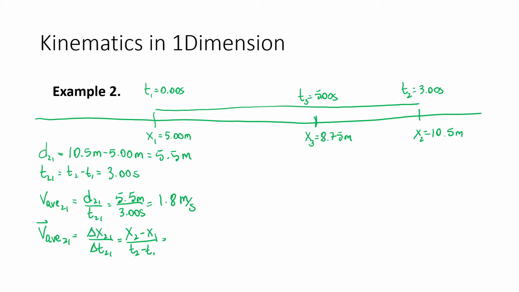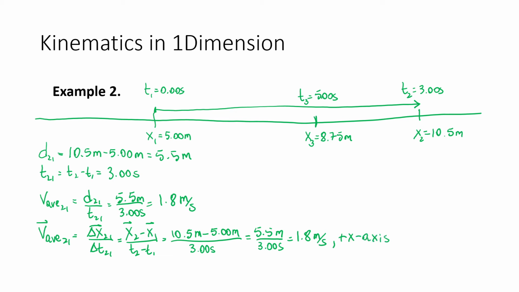Now this is indeed the same exact expression, because x2 and x1, the position vectors, are nothing but that vector there that goes from x1 to x2. And so again, we get 10.5 meters minus 5 meters divided by 3 seconds, which is 5.5 meters divided by 3 seconds, which again gives you 1.8 meters per second.